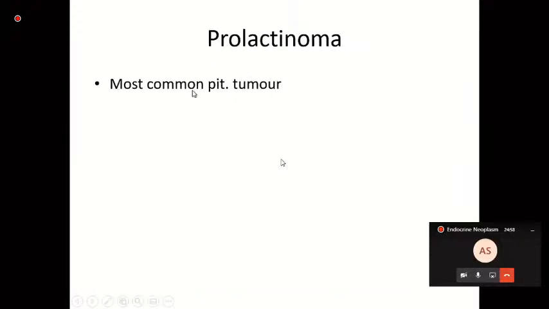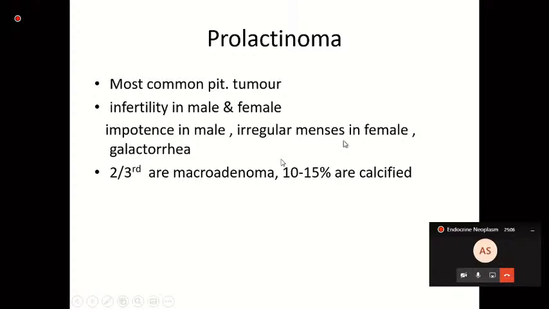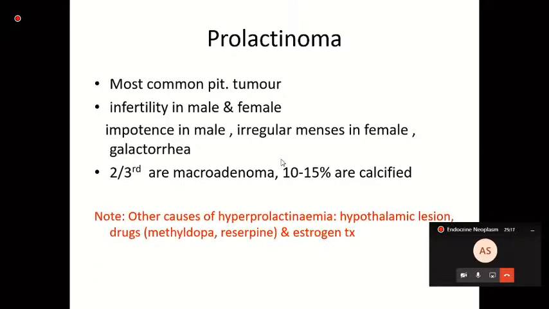Prolactinoma is the most common pituitary tumor, and usually is associated with infertility in male and female, impotence in male, irregular menses in female, and galactorrhea. Two-thirds are macroadenomas and 10 to 15% are calcified. Okay.